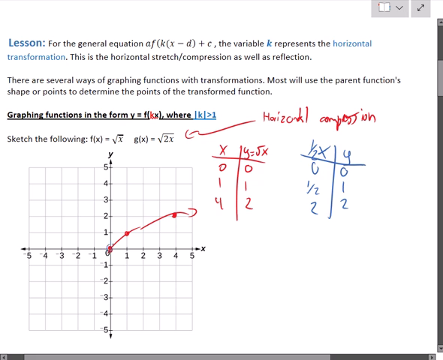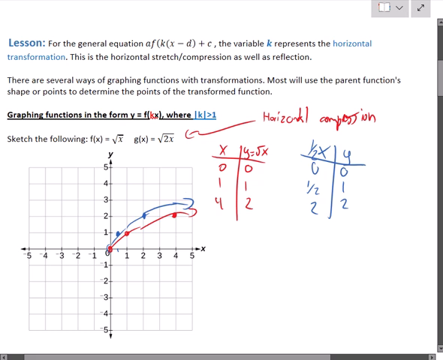So we have 0, 0, which stays the same. We have 1 half and 1, so that's about right here. And we have 2, 2. So we're taking our function and compressing it horizontally.